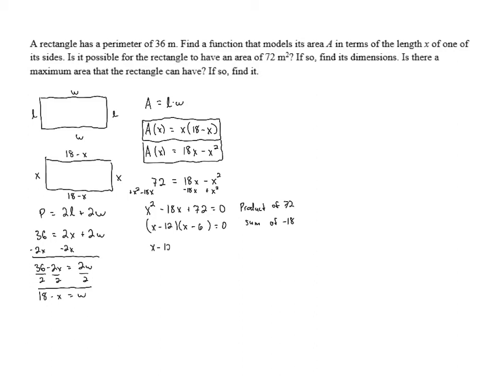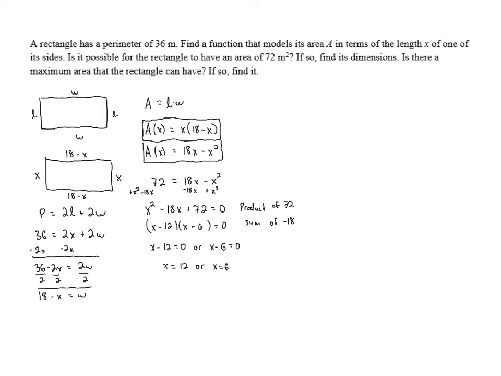We can now set each of these factors equal to 0 and solve. And when we do that, we get x equals 12 or x equals 6. Now, if we choose 12 to be the length here, then the width would be 18 minus 12, which would be 6. And if we choose 6 to be the length, then the width is 18 minus 6, which is 12.